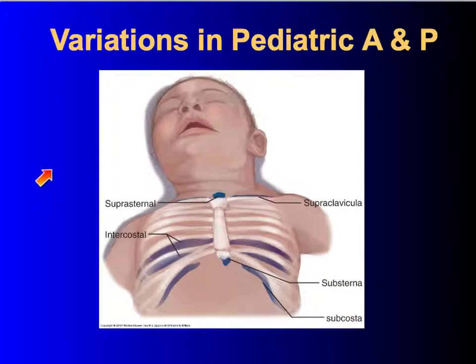I have put in a picture here of where you can see retraction. So you can see them suprasternal, right above the breastbone, and you'll see a depression. Supraclavicular is right above the clavicles, and you'll see it depress as they're breathing in. Intercostal, you'll see the depression between the ribs. Substernal or xiphoid is right underneath the xiphoid process, and subcostal is when you see a depression underneath the ribs.